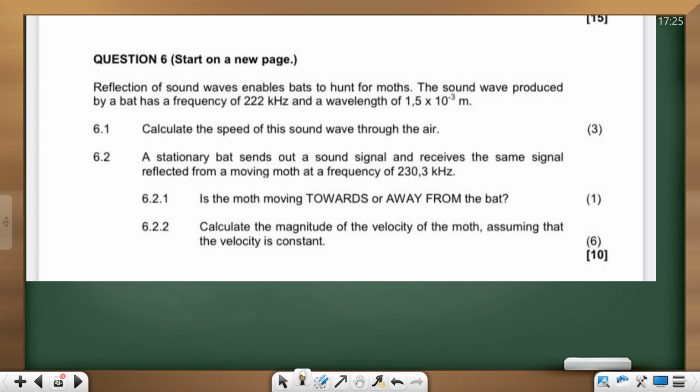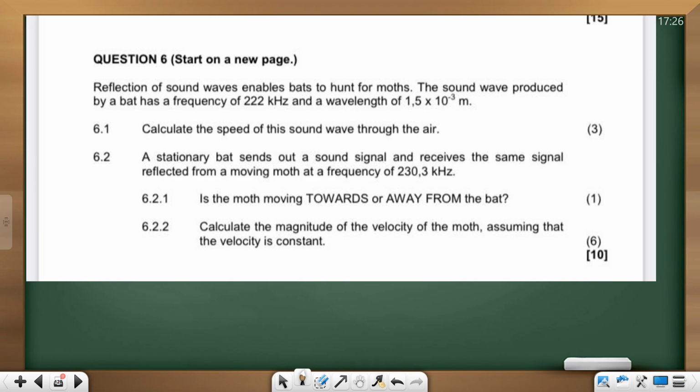All right, reflection of sound waves enables bats to hunt for moths. We shouldn't waste time. I already see your question as I'm talking. Okay, I'll talk about it, but let's answer this. The sound wave produced by a bat has a frequency of 222 kilohertz and a wavelength.